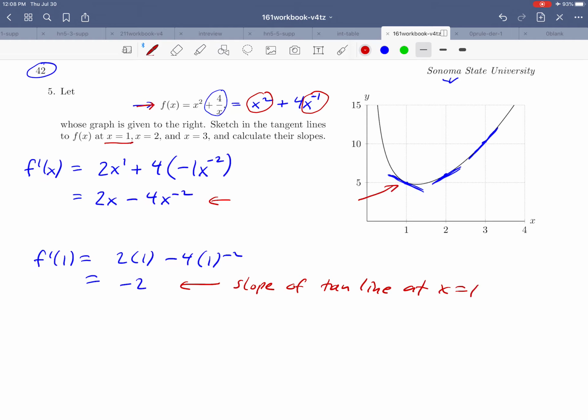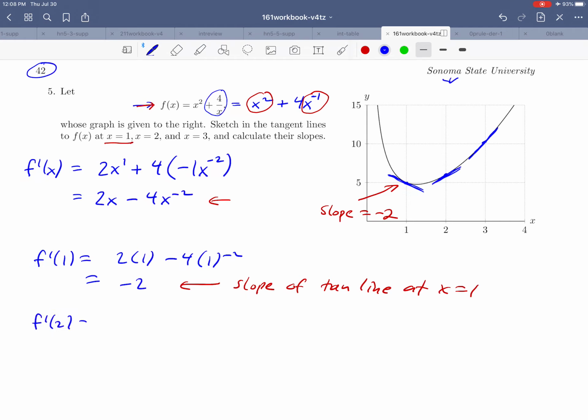Okay, so that's telling us then that the very first line that we drew should have a slope of negative 2. What do you think about that number? Does that look plausible? You can see from the picture that the slope of that line is negative, so at least that's an indication that our answer might make some sense here.